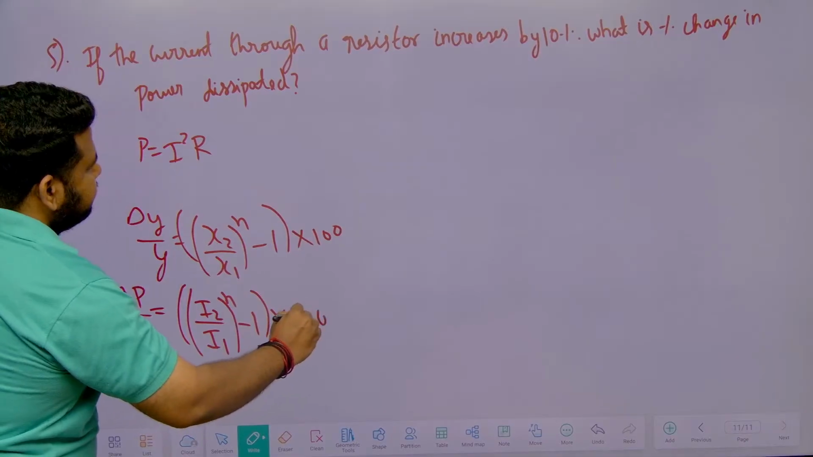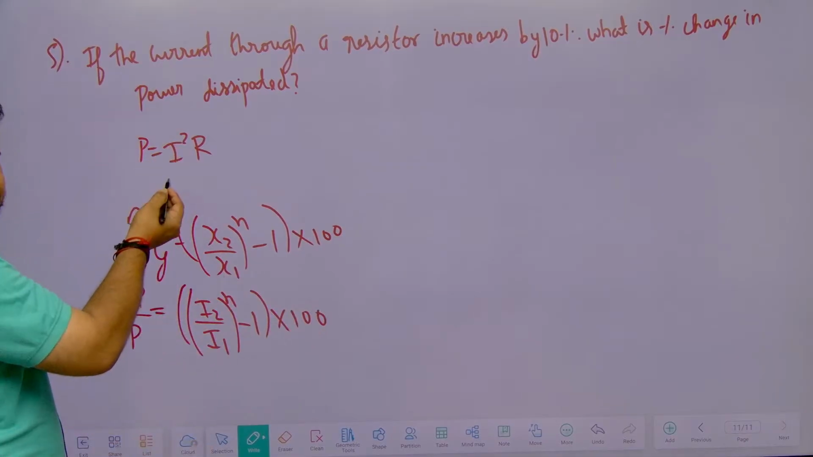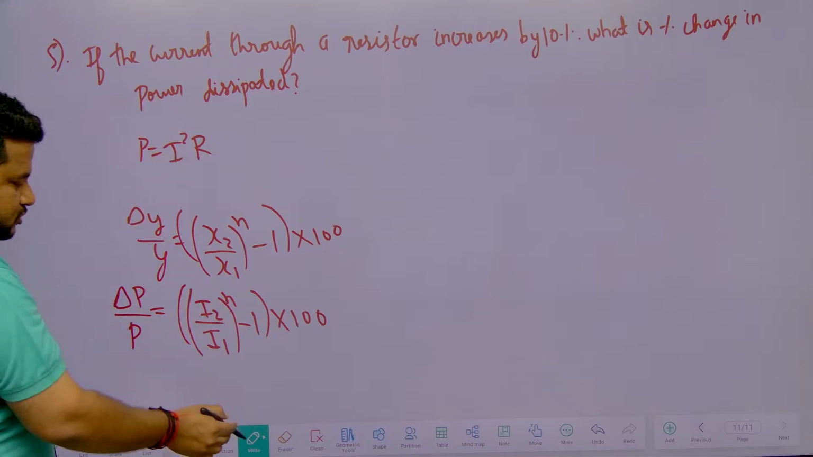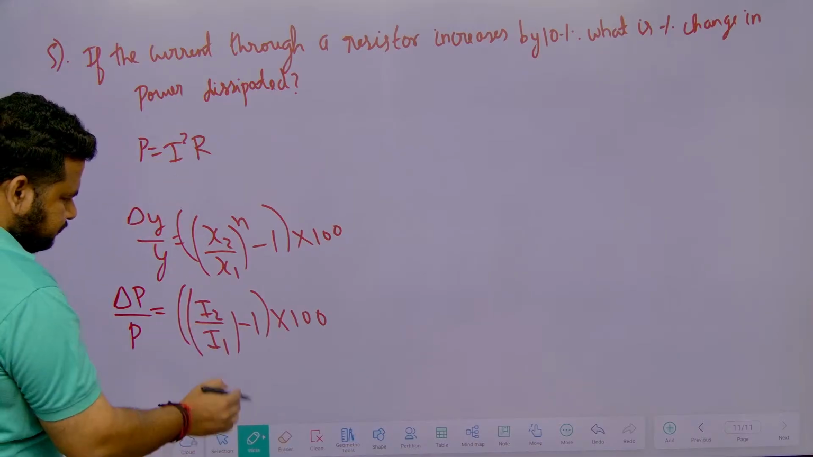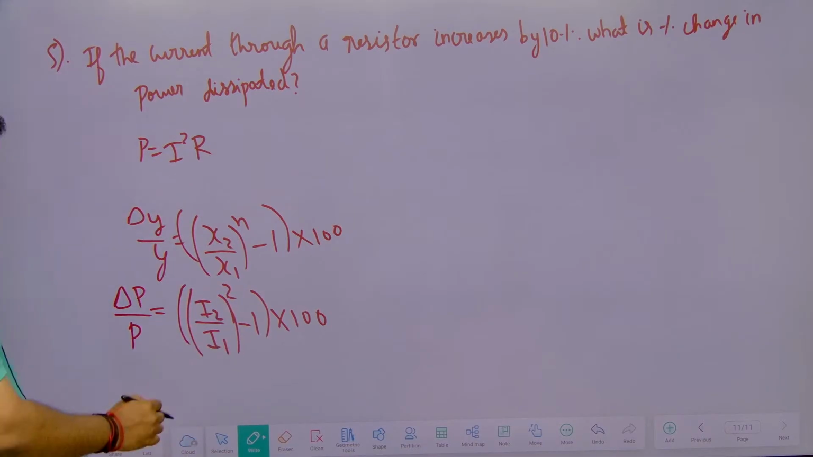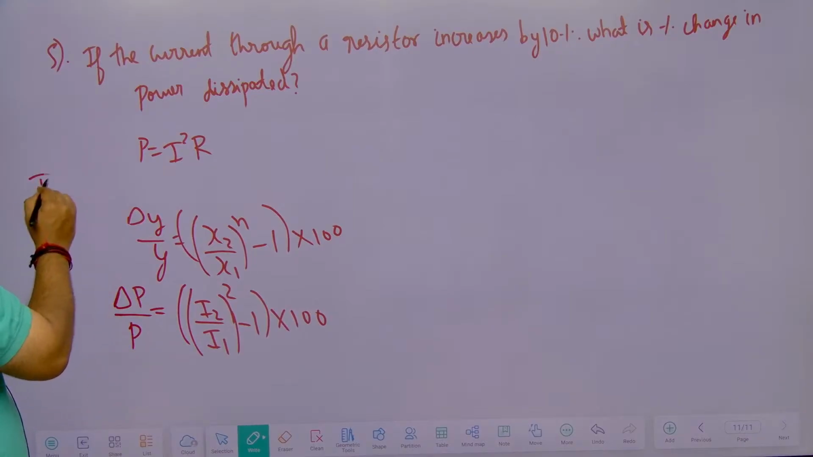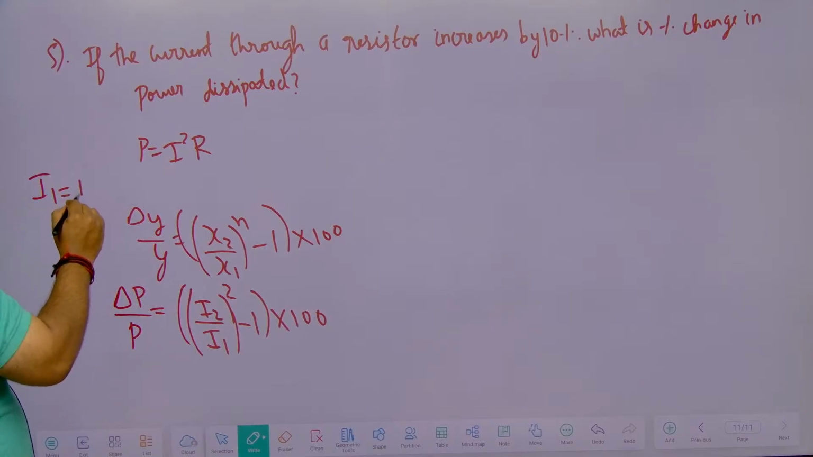Into 100. Okay, here n is nothing but what? 2. So n is nothing but 2, I will write it as just 2. Okay, now I1, let it be I1 only.